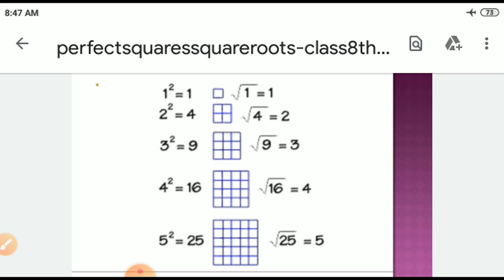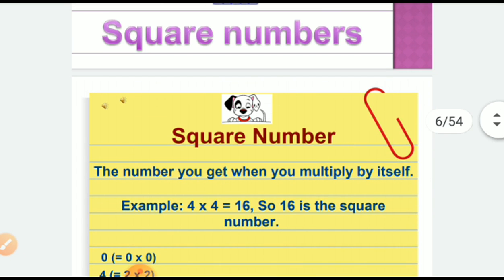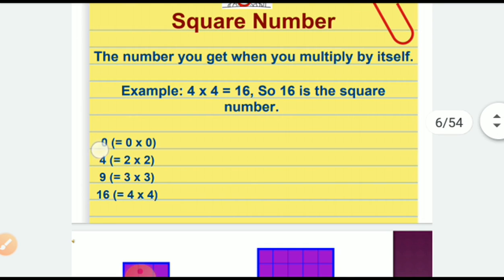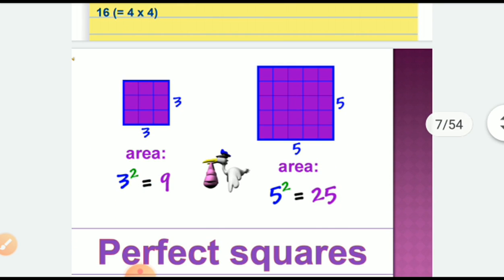Now look here, square numbers. A square number is a number you get when you multiply a number by itself. Example, 4 into 4 gives us 16, so it's a square number. 0 into 0 is 0. 4 means 2 into 2. 9 means 3 into 3. 16 is 4 into 4.